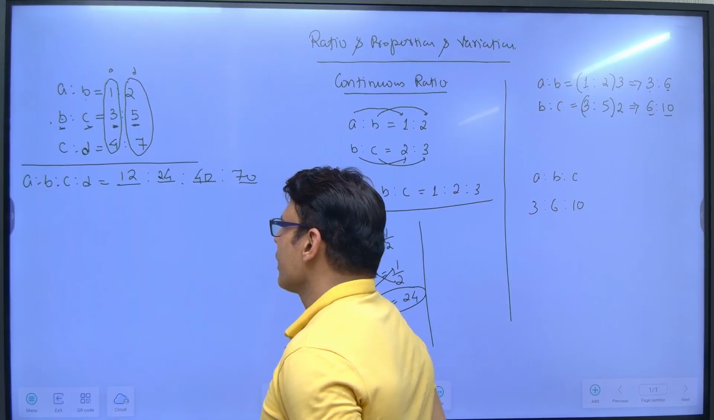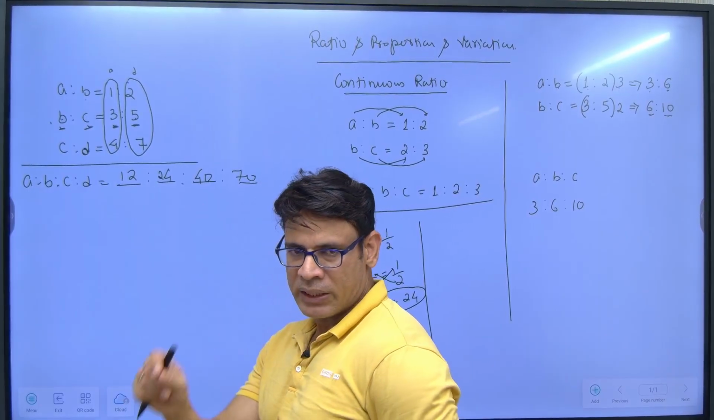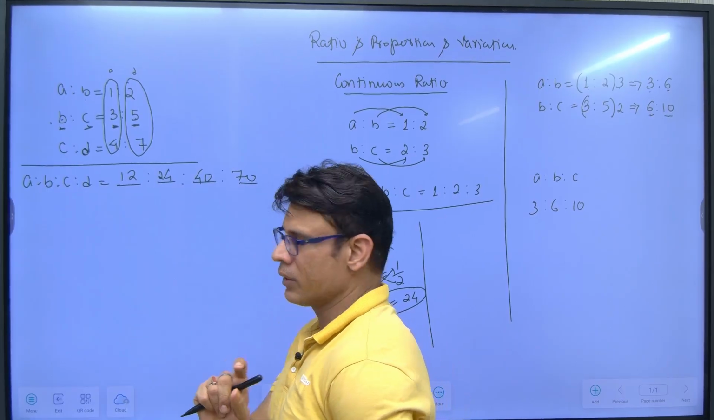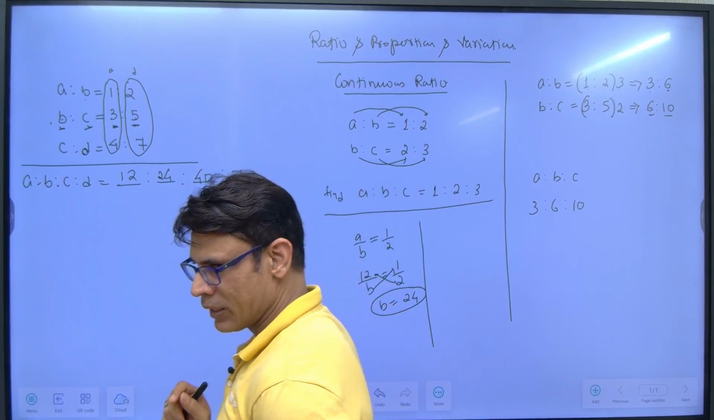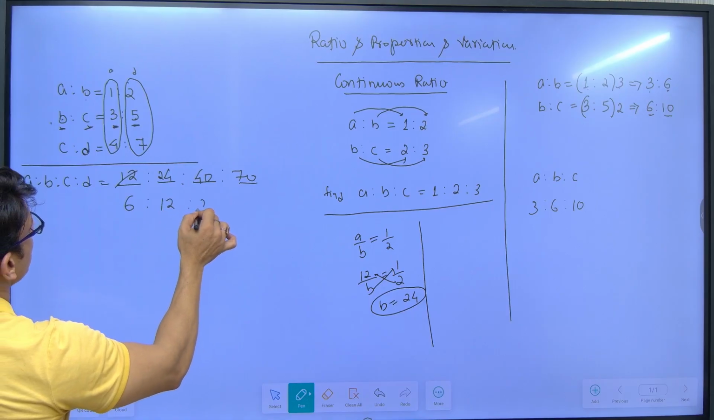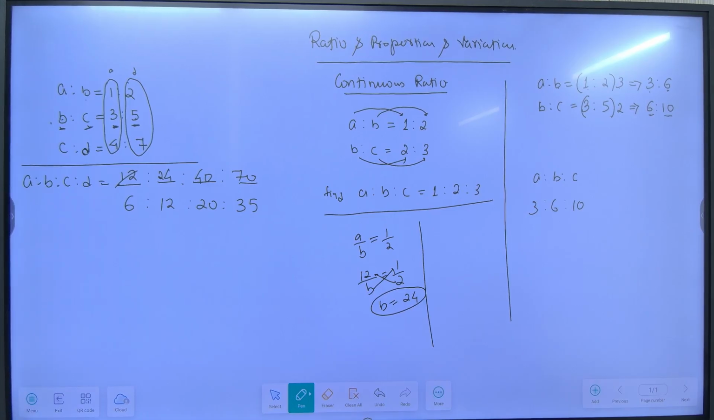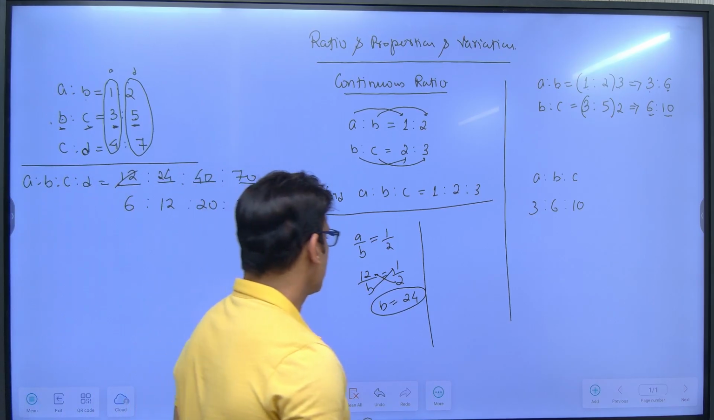Now my question is, can you further simplify it? When you can simplify it, that means there is some factor which cancels all the values. Is there something that can cancel all these numbers? 6, 12, 20, 35. 6 has factors 2 and 3, but 35 does not have factors 2 and 3. So I cannot cancel it further. So the answer is 6 is to 12 is to 20 is to 35. Clear? This one is also clear?